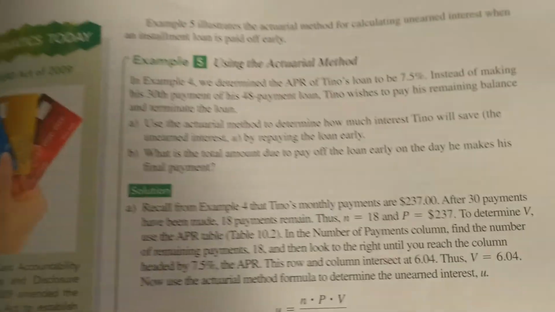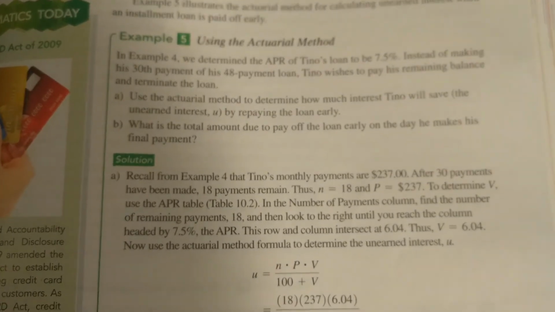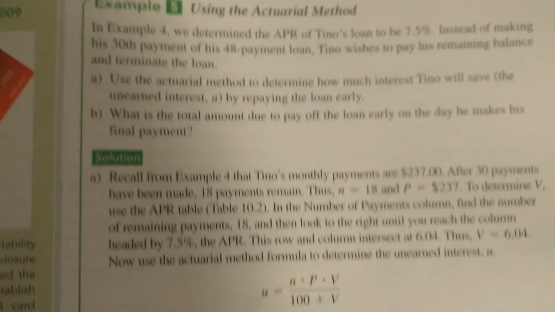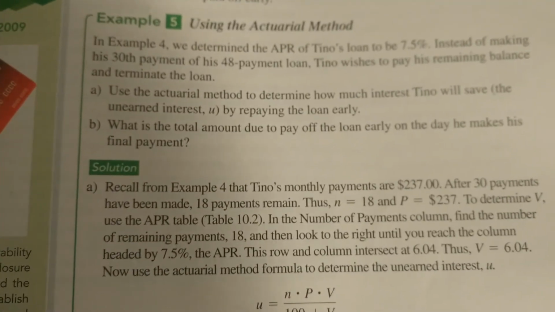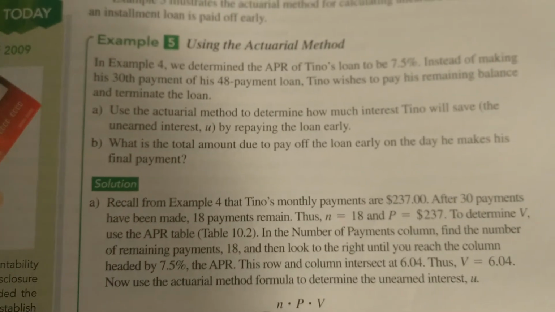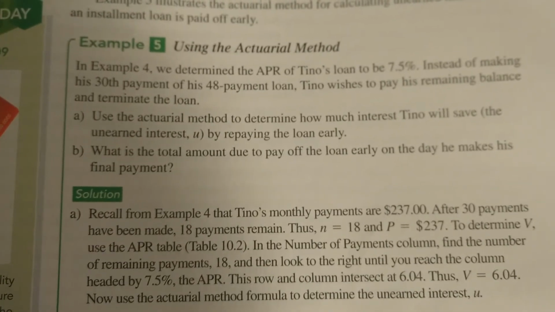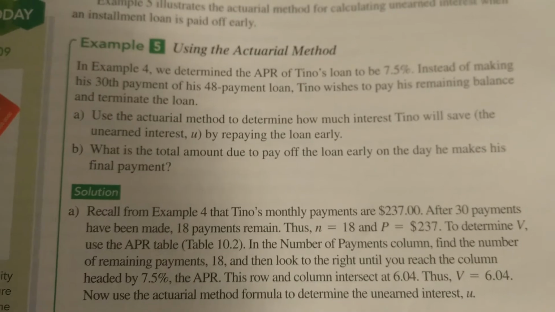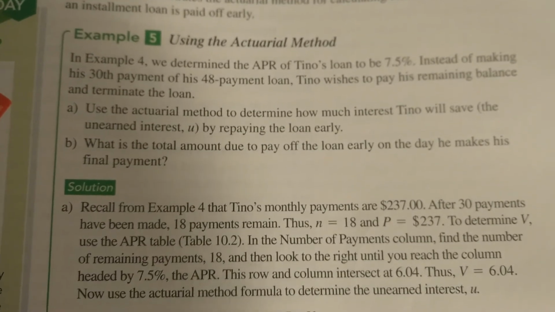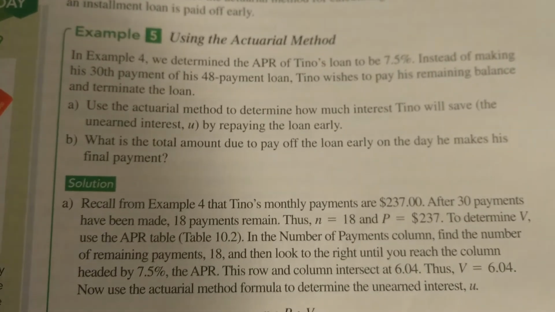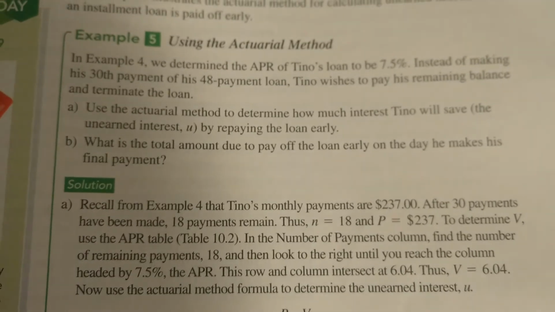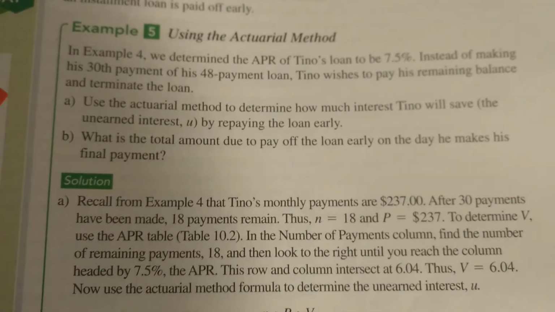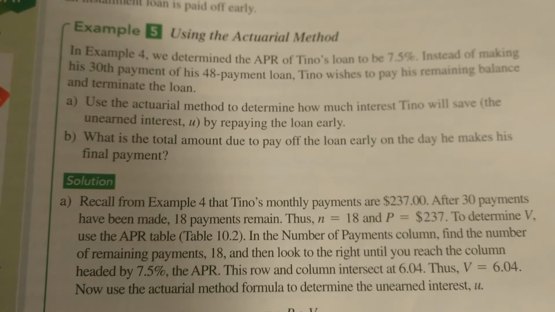Coming over here, so this is a continuation. This is example 4. We determined the APR of Tino's loan to be 7.5%. Instead of making his 30th payment of his 48 payment loan, Tino wishes to pay his remaining balance and to terminate the loan. Use the actuary method to determine how much interest Tino will save, the unearned interest, by repaying the loan early.